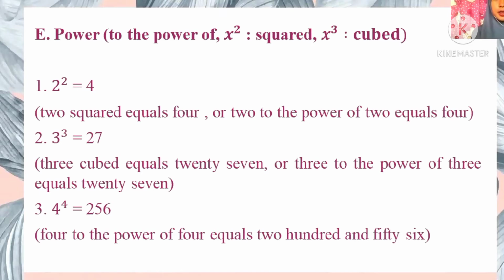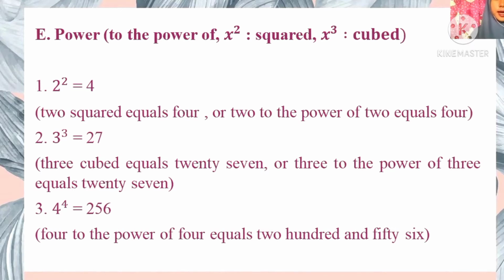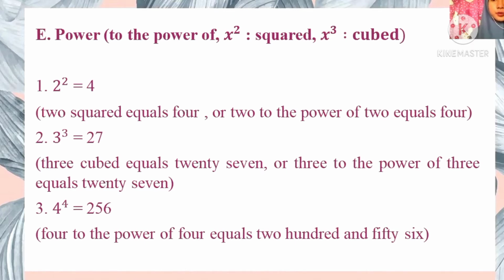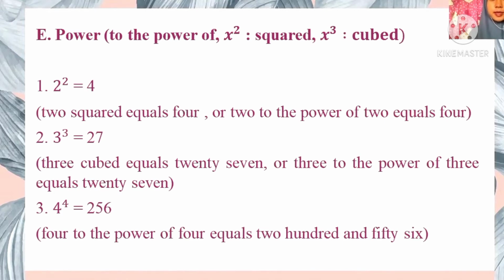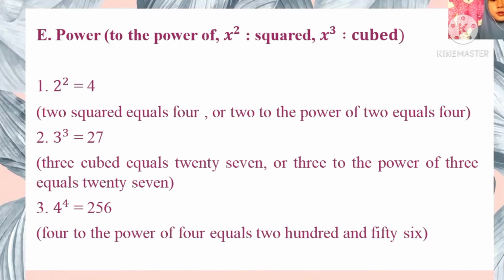Power. Read to the power of, or squared or cubed. For example, 2 squared equals 4 or 2 to the power of 2 equals 4. 3 cubed equals 27 or 3 to the power of 3 equals 27. 4 to the power of 4 equals 256.